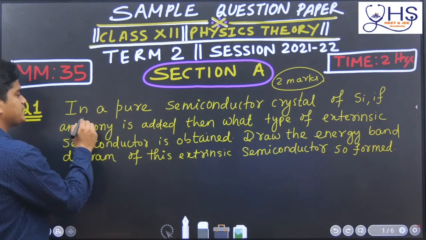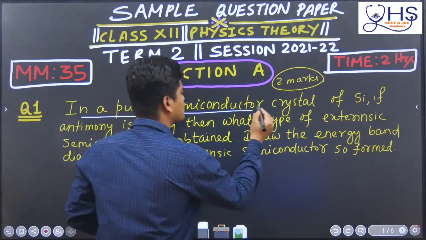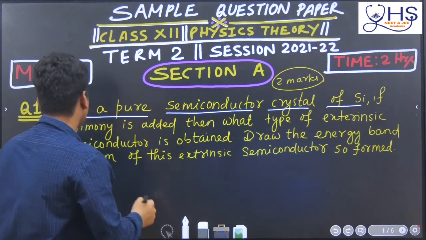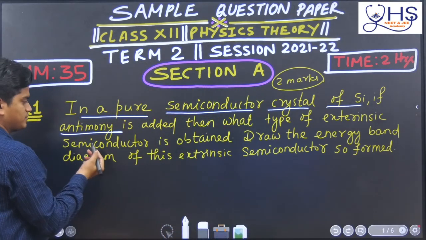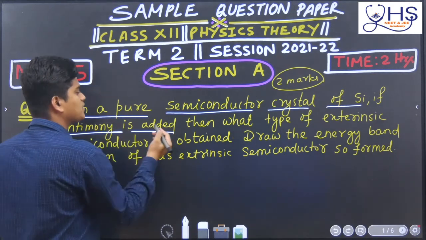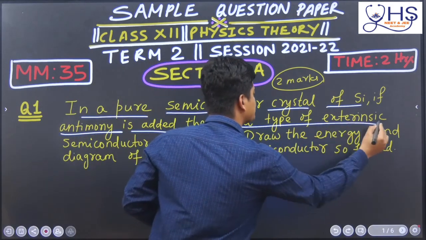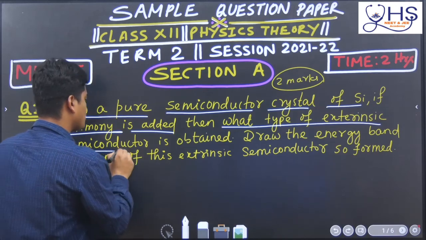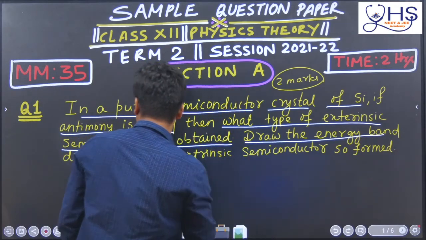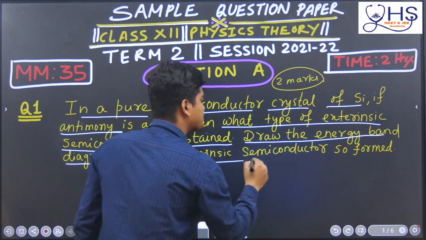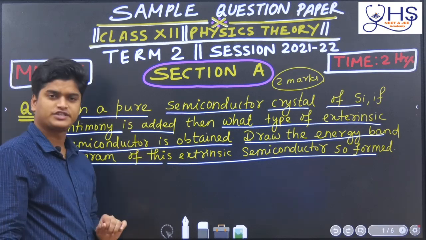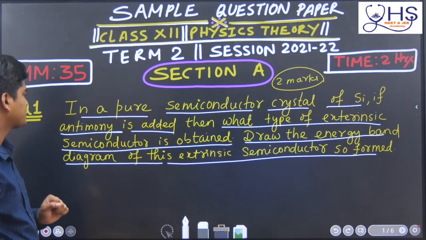Number 1 says: in a pure semiconductor crystal of silicon, if antimony, which is basically a pentavalent impurity, is added, then what type of extrinsic semiconductor is obtained? Draw the energy band diagram of this extrinsic semiconductor so formed. So there are 2 parts to this question.